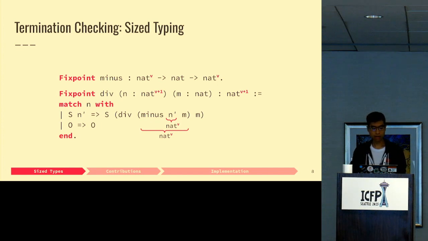So in the body of div, when the subargument n prime of size v is passed as the first argument of minus, we can still use the result of minus, because it also has size v, as the first argument to div. And this will satisfy the condition that div is only recursively called on an argument of size v.